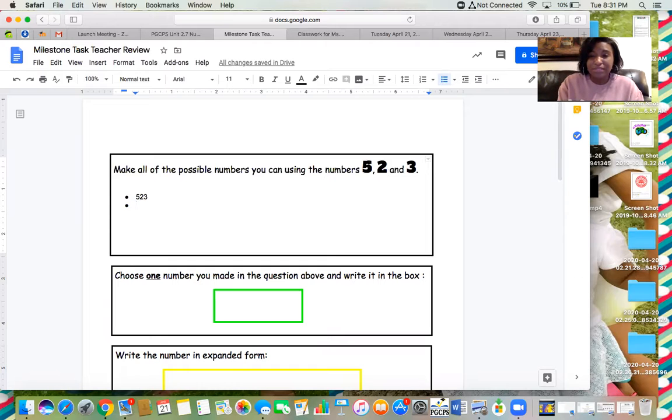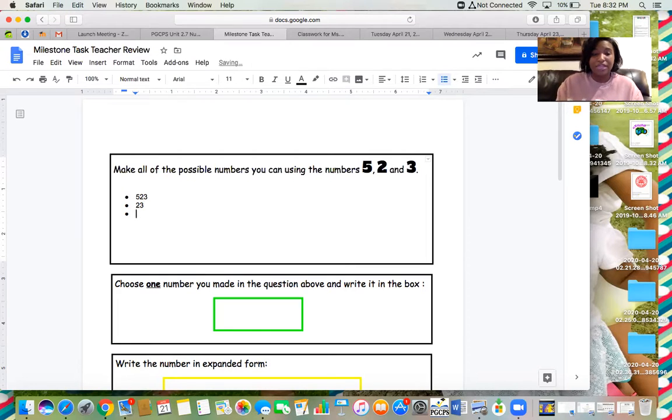Next, I'm going to think of another number I see. And what I do is I'm just going to look at this number, the number 2. Let's see, trying the number 2 first. And then I want to use the number 3 next. Notice my 2 is in my tens place and my 3 is in my ones place. And that made the number what? 23. Great job.